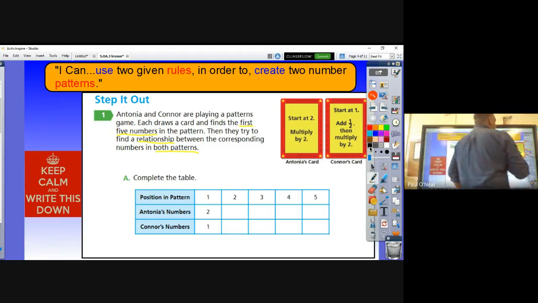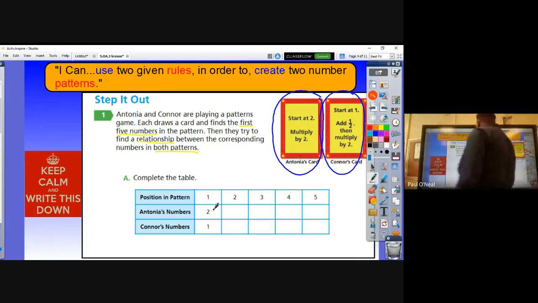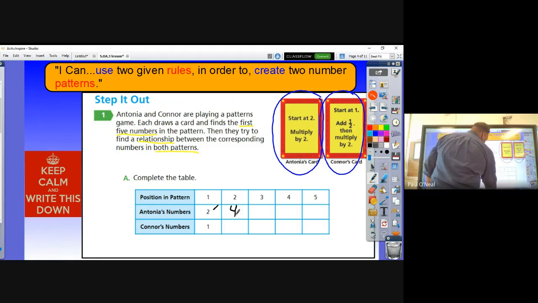All right, so right here, I'm going to use a different color. We have Antonia's card, and we also have Connor's card, both of which state a particular rule. And then, for A, it says complete the table. We have Antonia's numbers, we have Connor's numbers. The first one, Antonia's card, says start at 2, multiply by 2. So if we see right here, there's a 2. The rule is saying multiply by 2. So 2 times 2 will give us 4.